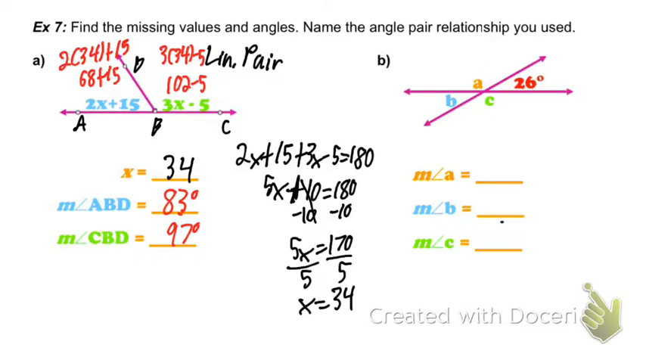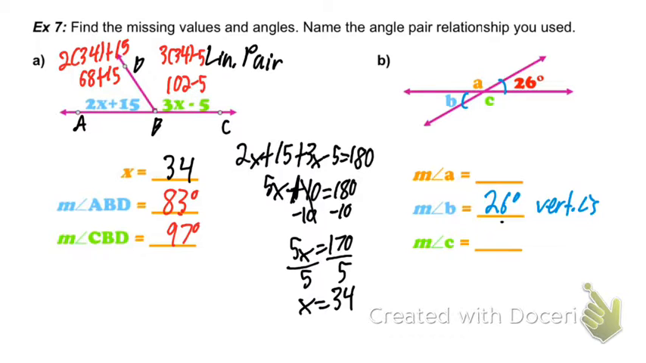Let's look at example B over here on the right-hand side. In example B, we have a couple different angle pair relationships we're going to use. We're given that this angle over here is 26 degrees. That appears to be a vertical angle with angle B. Vertical angles make an X, and these definitely do make an X. They're on opposite sides of each other, and they are always congruent, so because this is 26 degrees, the measure of angle B has to be 26 degrees.